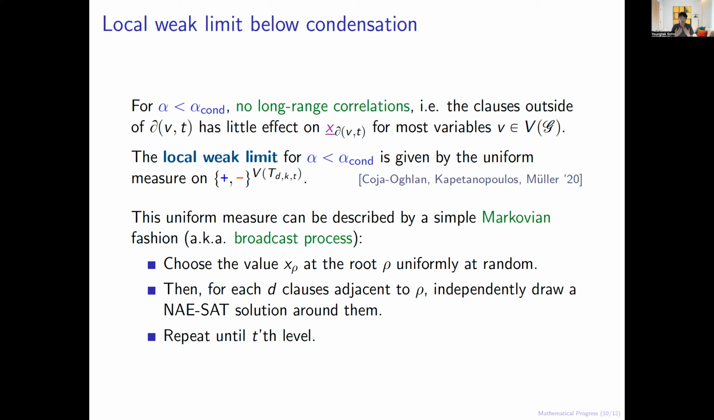And also, this uniform measure can be described in a simple manner in a Markovian fashion. This is also called a broadcast process. Here, choose the value x_rho at the root rho uniformly at random. Then, for each of the d clauses adjacent to rho, independently draw a non-equal SAT solution around them for each clause, and then we go downwards. We repeat until the T-th level. So this can be described by a simple Markovian process.